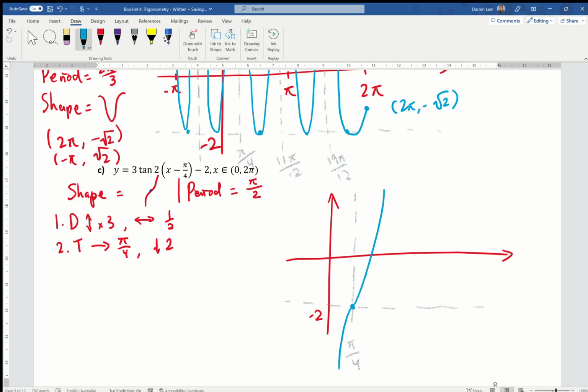The next one, of course, I'm just going to add my period, which is pi on 2, add pi on 2, add pi on 2, etc. The next one appears at 3 pi on 4, and I do the same thing, right? Of course, labeling all key features for the tan graph, you need to label the asymptotes as well.